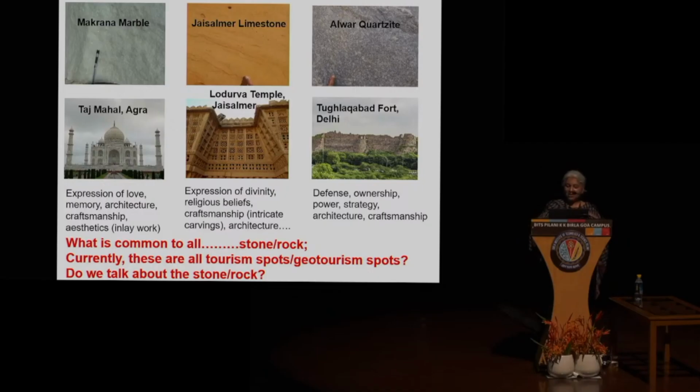So these are all diverse monuments, but what is common to all this? All these monuments are the stones. Stones of diverse types, but stone is the common foundation of all these monuments. So currently, these are all tourism spots. But why can't we make them as geotourism spots, where we make public aware of the stone, the stories of the stones, how the Jaisalmer limestone formed, or how the Makrana marble formed, how the Alwar quartzite came into being.